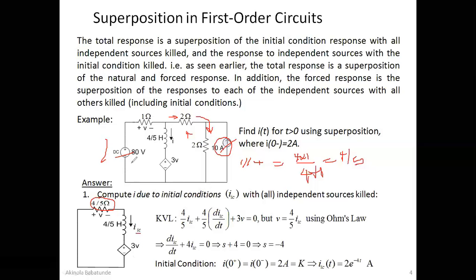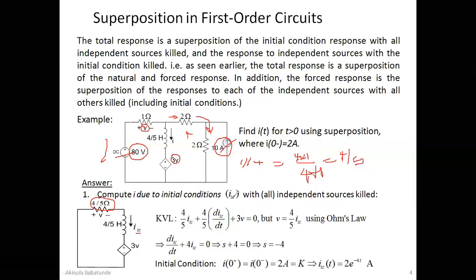Don't forget, you will take note that these 80 volts and these 3V are 2 different things. This is 80 volts, 80 with the unit of volt. This is 3V. This is 3 multiplied by V. And this V is the V they are referring to here. The V that you have here is also the V that is here. All right. So don't mistake this as 3 volts. This cannot be volts. This is 3V.